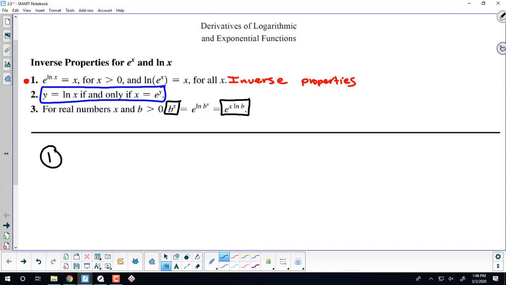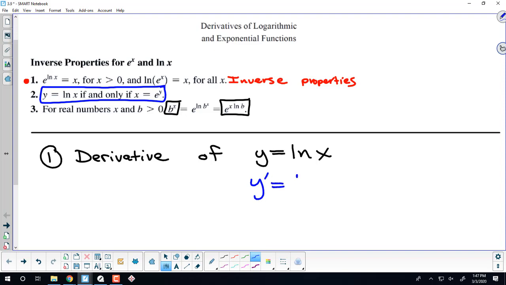So the first thing we're going to look at is the derivative of the natural log. At this point you have the definition of the derivative, so we could say that to find the derivative of natural log, I need the limit as h approaches 0 of natural log of x plus h minus the natural log of x, all over h. Compute that limit, simplify the difference quotient.